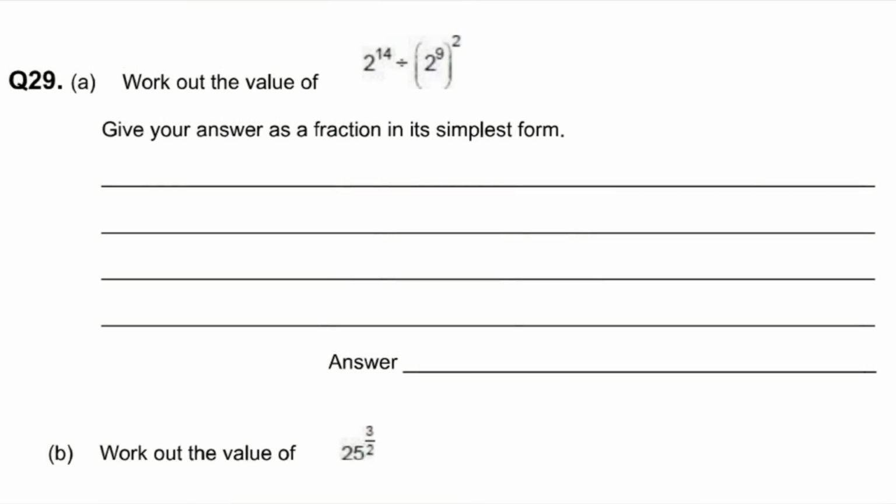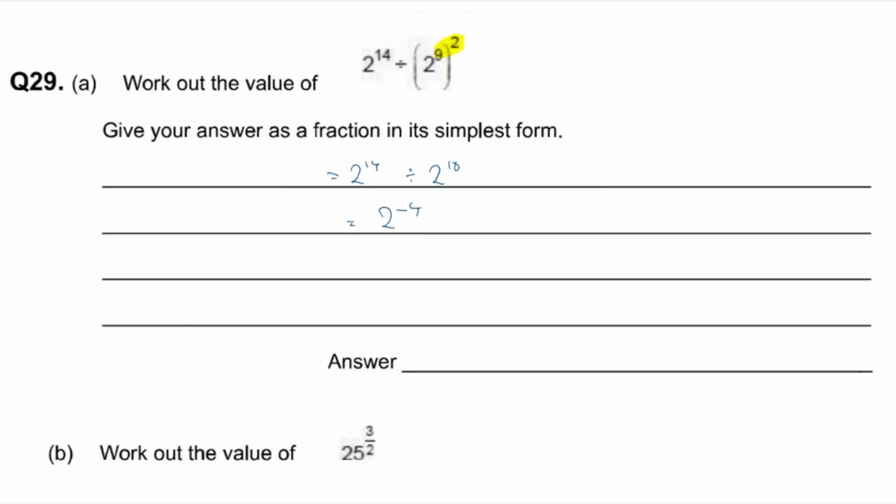Question 29, work out the value of 2 to the power of 14 divided by 2 to the 9 raised to the power of 2. Okay, so I've got an index and an index here. I'm going to deal with that first. So 2 to the 9 raised to the power of 2 is 2 to the 9 times 2, so it's going to be 2 to the 18. So I've got 2 to the 18 being divided into 2 to the 14. Two numbers with the same base, subtract the indices. 14 subtract 18, that is 2 to the minus 4.